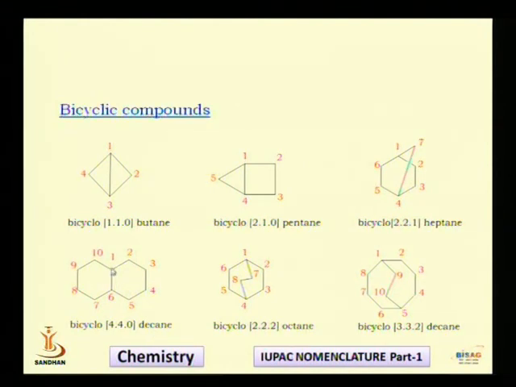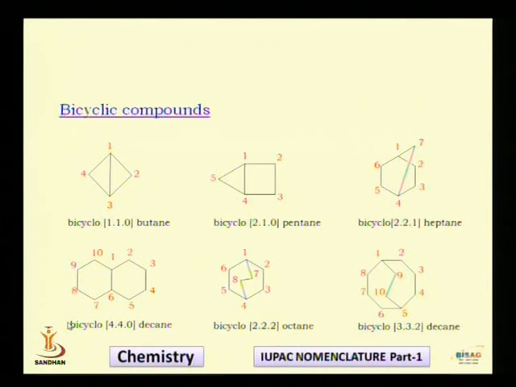So count the total number of carbon atoms. The total number of carbon atoms is 10. Go to that table and select the name for a 10 carbon hydrocarbon. That table will show you that a 10 carbon hydrocarbon is named decane. So write decane over here. And now your job is over. You have completed the full name of the compound.